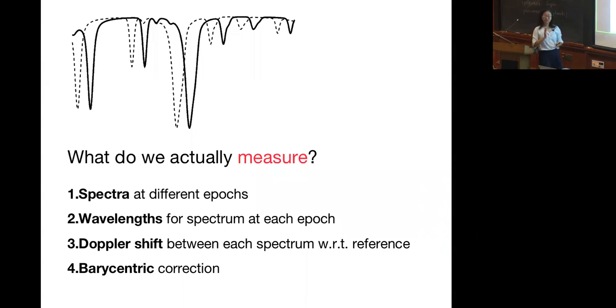And second, to measure the Doppler shift, you need to measure the wavelength for each spectrum. So your measured spectrum needs to be wavelength calibrated to exquisite precision. Third, once you have wavelengths for the spectrum at each epoch, you measure the Doppler shift between each spectrum with respect to your reference, whatever you set your reference to. And then after you measure this Doppler shift, like I said, you take off the barycentric correction and maybe even the arbitrary offset, and you have a variation of the radial velocity of the star that can tell you whether it has a planet or other companion, or it's just quiet.